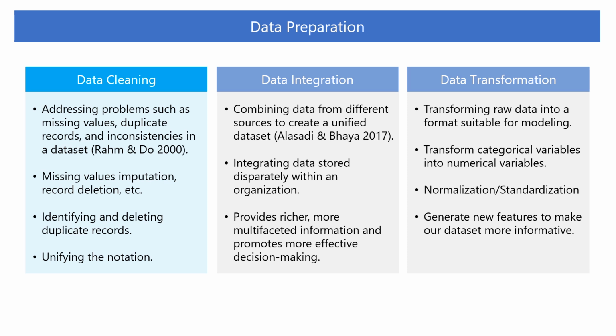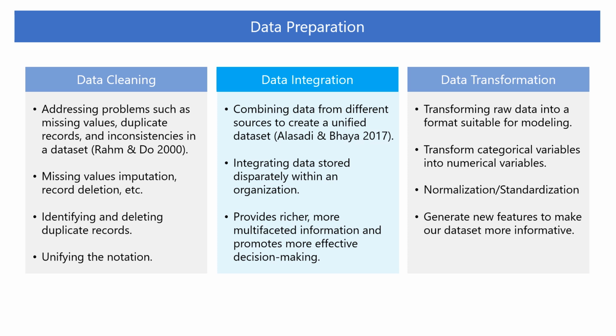Techniques for handling missing values include imputation, record deletion, and using algorithms that can handle data containing missing values. In addition, other cleaning procedures such as identifying and deleting duplicate records and unifying the notation are necessary. Data integration is a process of combining data from different sources to create a unified dataset. This involves integrating data stored disparately within an organization, such as combining data on salespeople's sales activities stored by individual stores with data on salespeople held by the Human Resources Department.